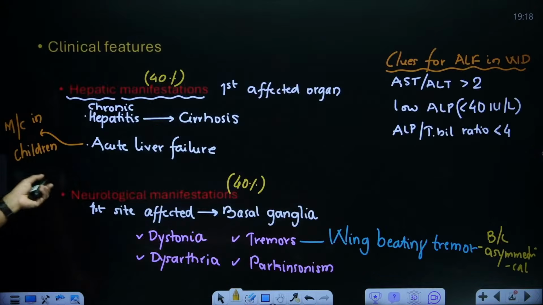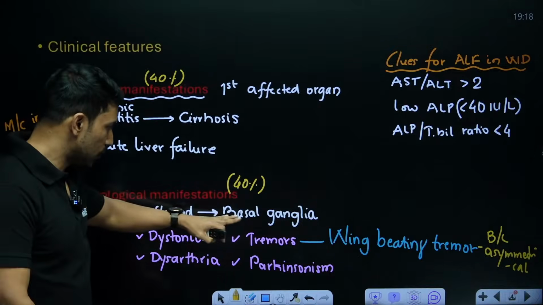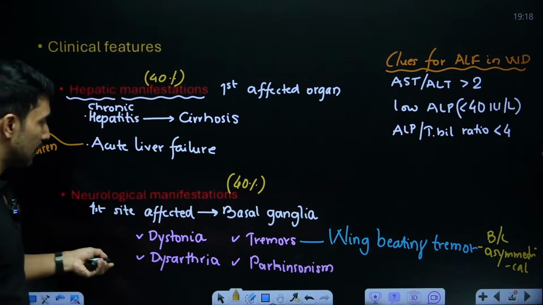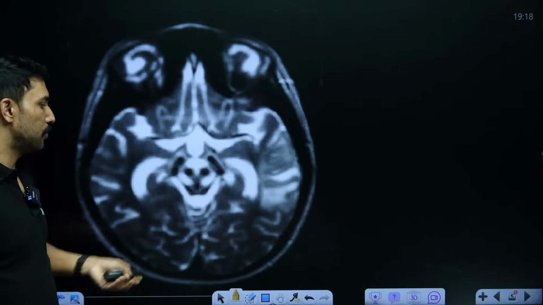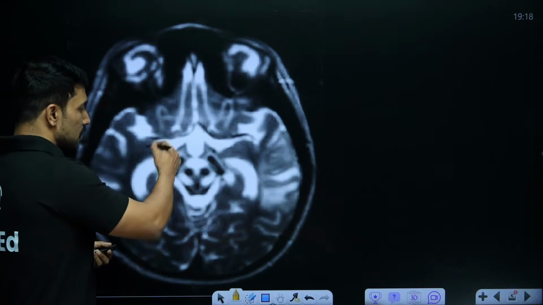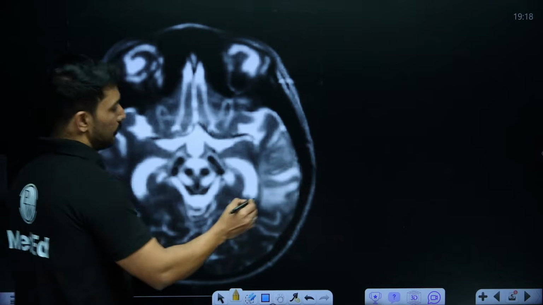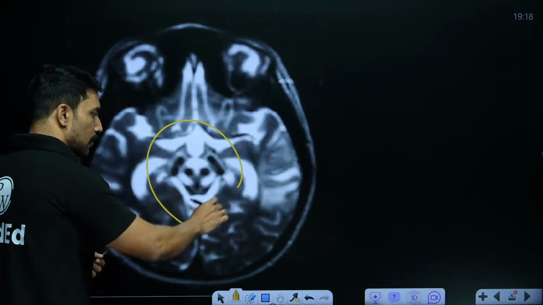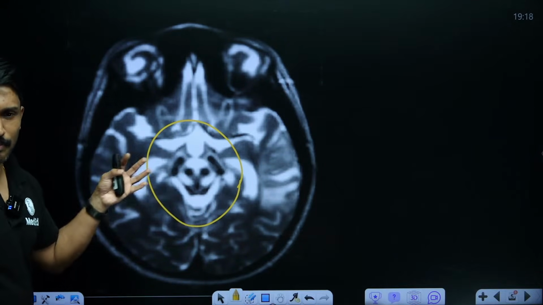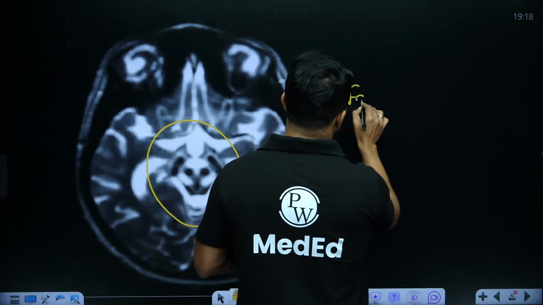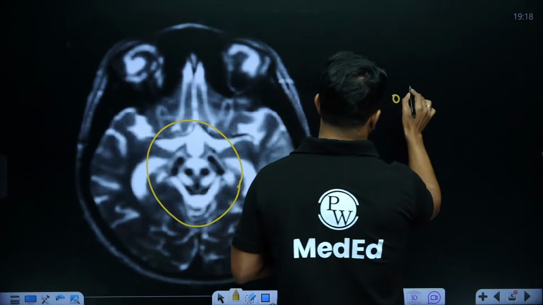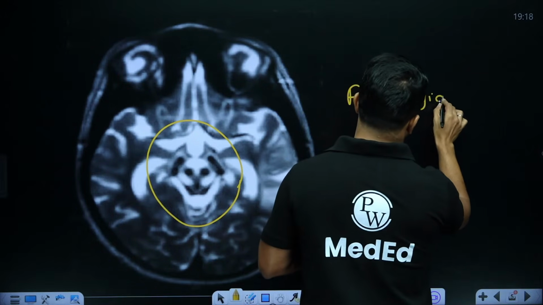Okay, now in the neurological form, when there is deposition in the basal ganglia and we image, when a T2 weighted MRI image is done, the midbrain appears like the face of a giant panda. As you see here, it appears like the face of a giant panda, right? It's a beautiful panda that you're seeing here. So we'll call it the face of giant panda sign.